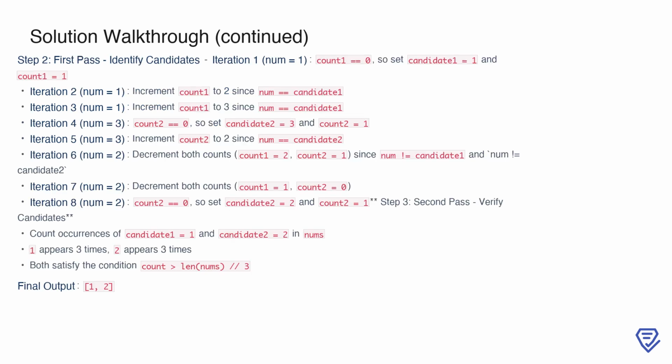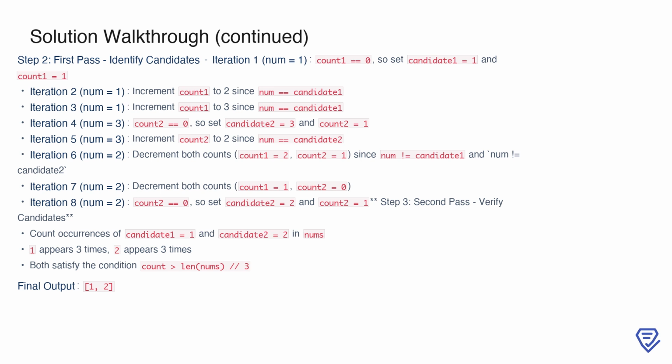In the first pass, we iterate through the array to identify the candidates. On the first iteration, number is 1. Since count 1 is 0, we set candidate 1 to 1 and increment count 1 to 1. The next 2 iterations also encounter 1, so we further increment count 1 to 2 and then 3. When we encounter 3, count 2 is 0, so we set candidate 2 to 3 and increment count 2 to 1. On the next iteration, another 3 is encountered, so we increment count 2 to 2.